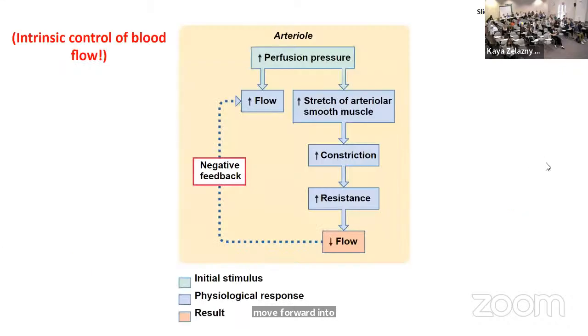In that case, we have this whole picture. This is for that myogenic response, right? So what we're looking at is the increase in perfusion pressure, causing a stretch of arteriolar smooth muscle, causing that vasoconstriction, causing an increase in resistance, dropping that flow back down, decreasing the flow to that arteriole.